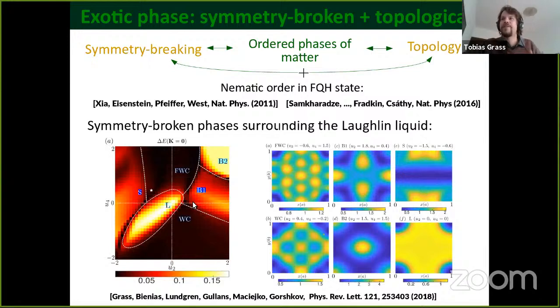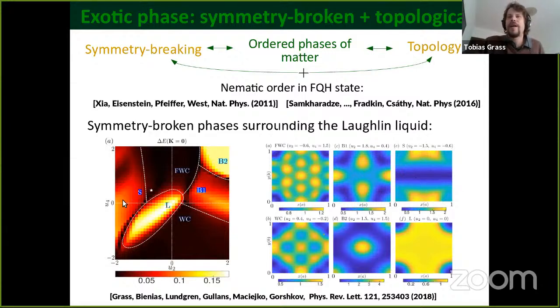And as we introduce finite range interactions, we undergo different symmetry breaking transitions. So there are different crystalline phases. So this is the Wigner crystal phase, which we have here. There are bubble phases, where particles cluster and form a crystal. Or there are also striped phases.